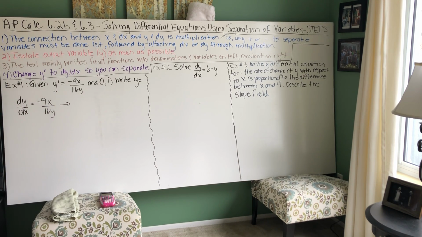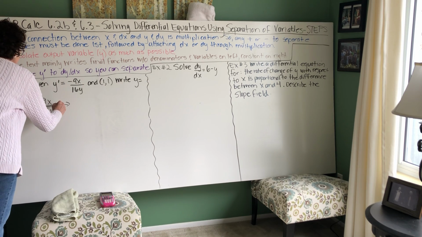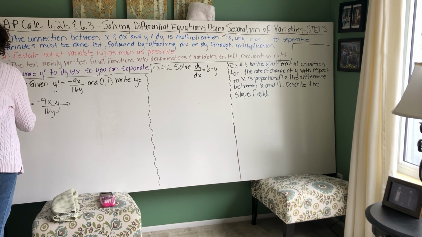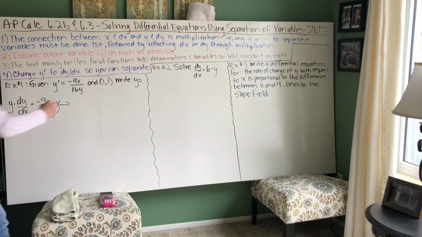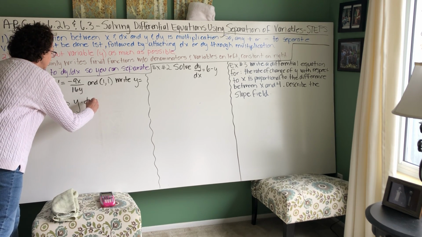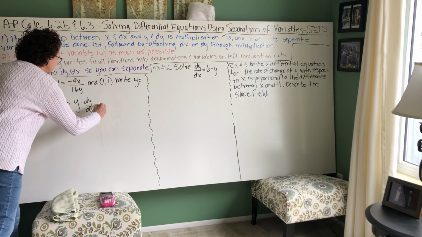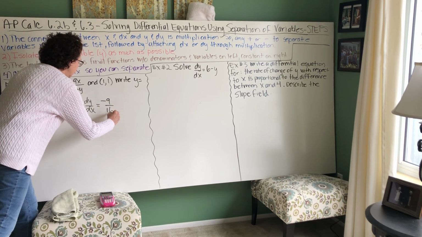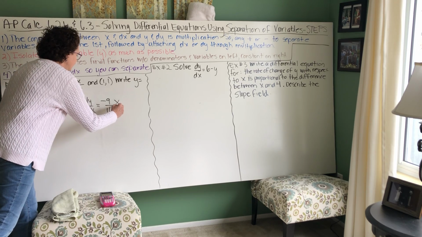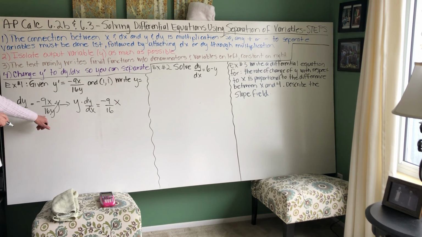Okay, let's go to the next step now. The next step is I do want the y's on the left and the x's on the right. And so I am first going to multiply each side by y. There we go, so that these y's cancel. And let's write what we have now. On the left, we have y times dy dx equals negative 9x over 16, or negative 9/16 x. Notice I did not bring the 16 over with the y. I want as little with the y as possible.